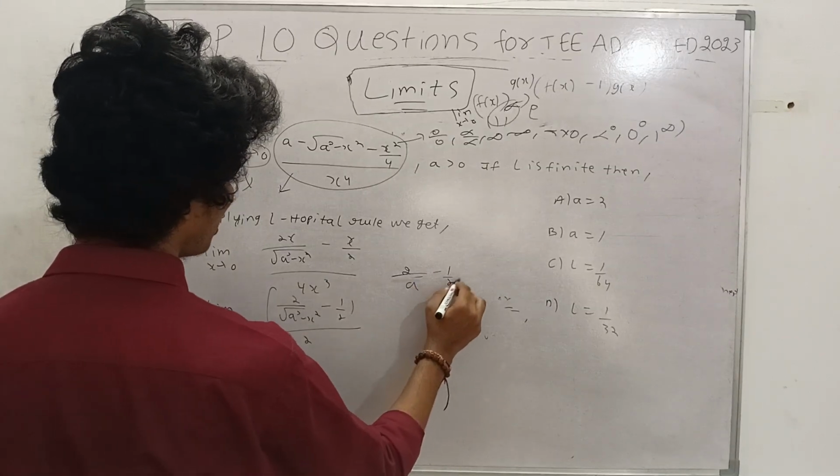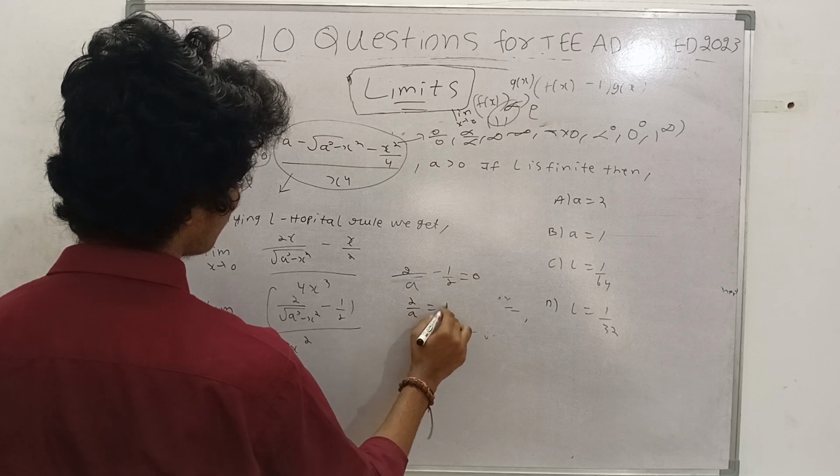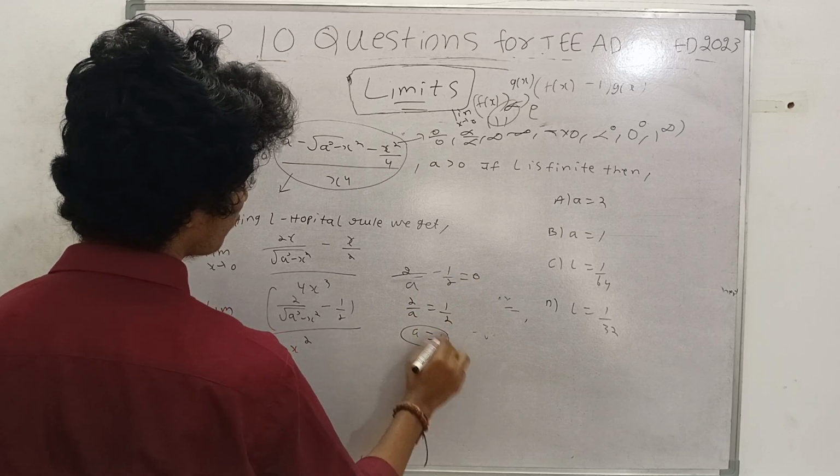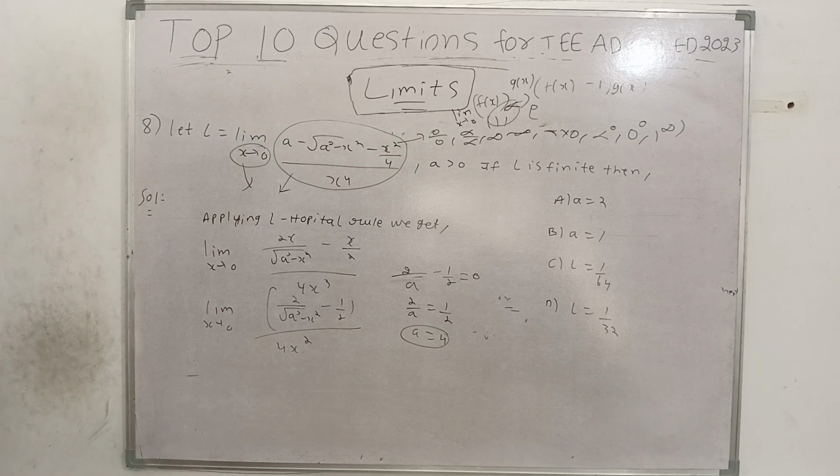2 by a minus 1 by 2 should be equal to 0. So 2 by a equals 1 by 2, a equals 4. Why did I get a equals 4?